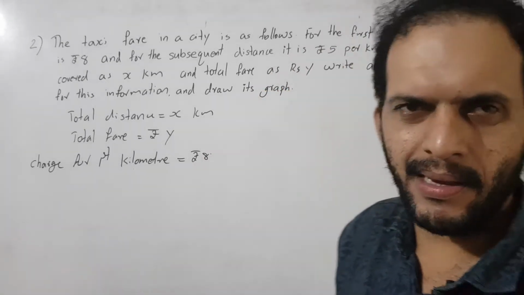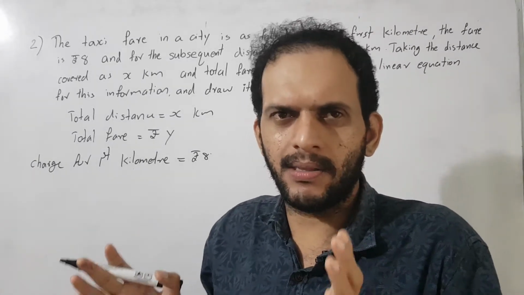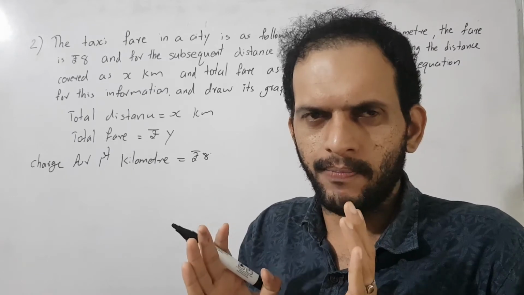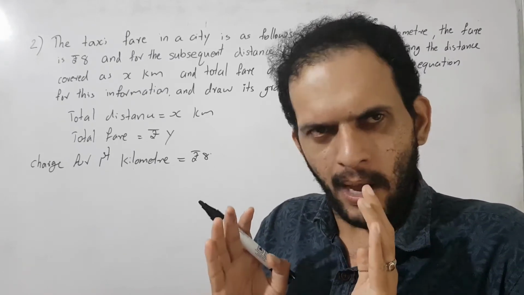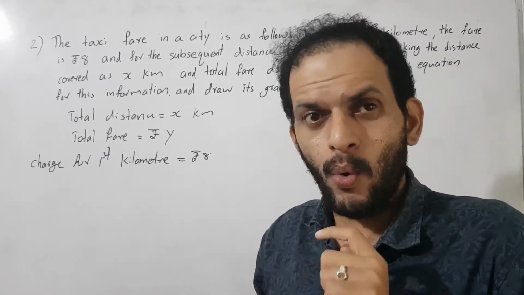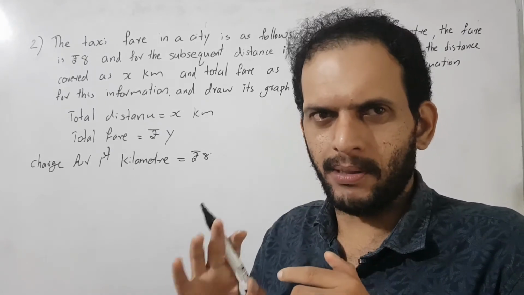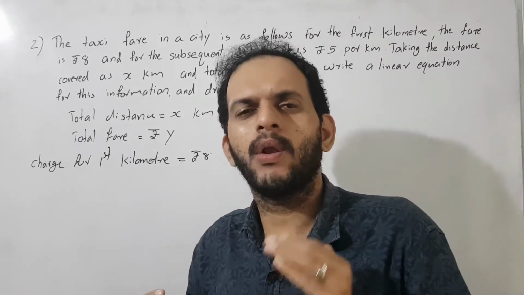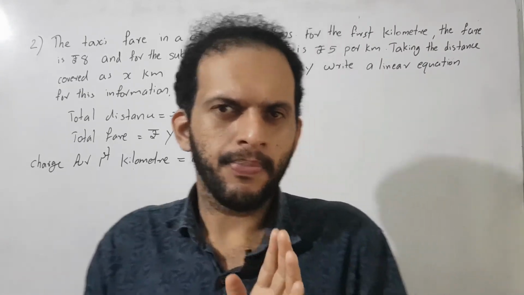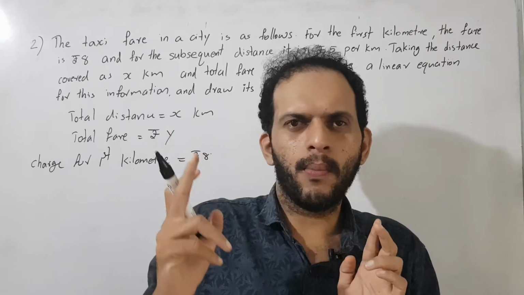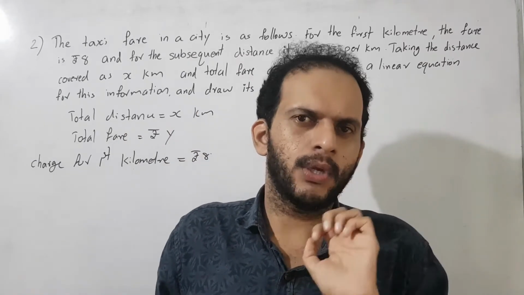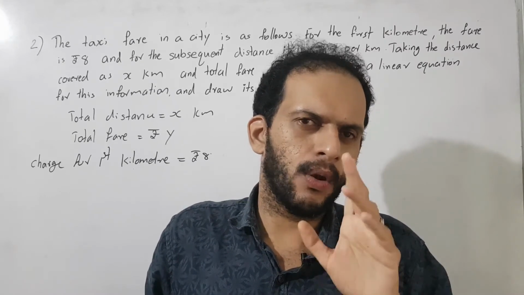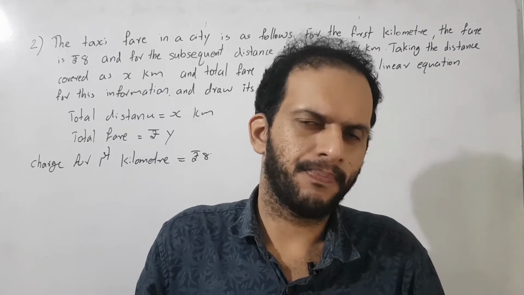ഓക്കെ, ടോട്ടൽ കവർ ചെയ്യാനെടുത്ത ഡിസ്റ്റൻസിൽ 1 കിലോമീറ്ററിൻ്റെ ചാർജ് നമുക്കറിയാം എത്രയാണ്? 8 രൂപയാണ്. പിന്നെയുള്ള ഓരോ കിലോമീറ്ററിനും, 10 കിലോമീറ്റർ ആണെങ്കിൽ ആദ്യത്തെ 1 കിലോമീറ്റർ കഴിഞ്ഞാൽ ബാക്കി 9 കിലോമീറ്റർ. ആ 9 കിലോമീറ്ററിൽ ഓരോ കിലോമീറ്ററിനും നമ്മൾ എത്ര വെച്ച് കൊടുക്കണം? 5 രൂപ വെച്ച് കൊടുക്കണം. അങ്ങനെയാണെങ്കിൽ 9 കിലോമീറ്റർ ട്രാവൽ ചെയ്യാൻ എത്ര രൂപ കൊടുക്കണം?